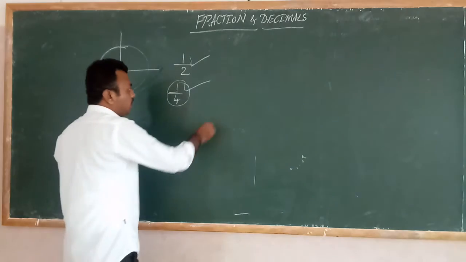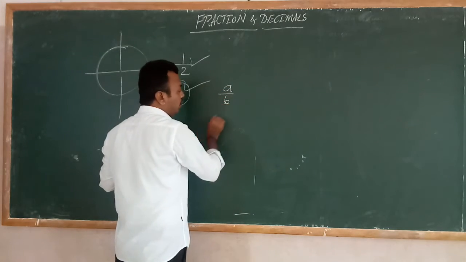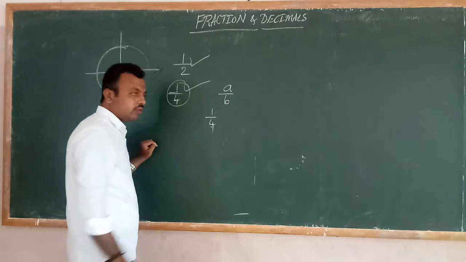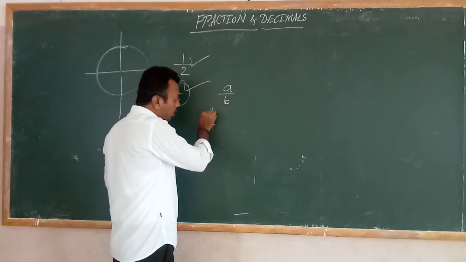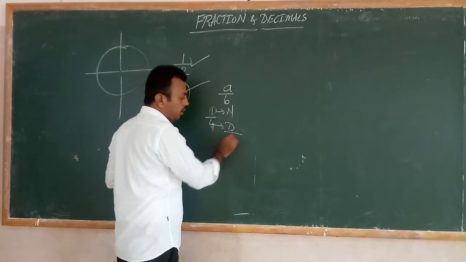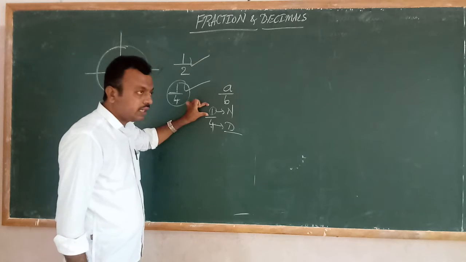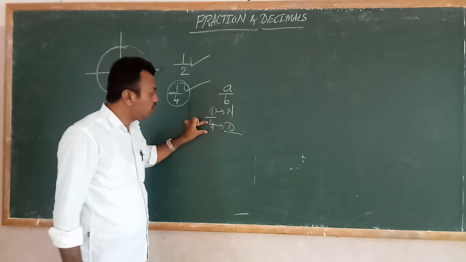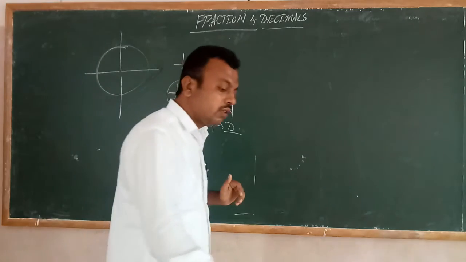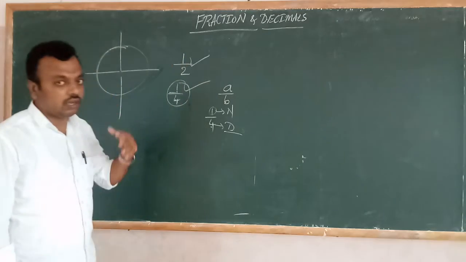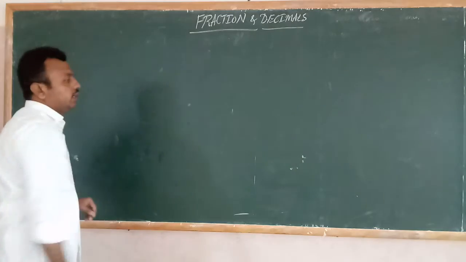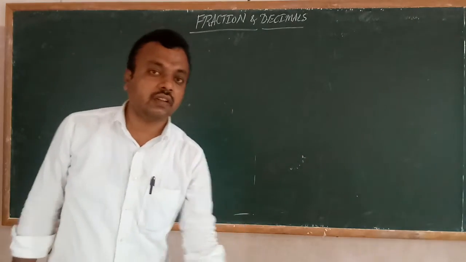In fractions, for example, a by b is there, or we can take any specific fraction. 1 by 4 only, we take this example. See, the upside number is called the numerator and the downside number is called the denominator. Okay, students? You have to keep it in mind. Now in these fractions, we have to learn the types of fractions. We already learned it in last year's classes. What are the types of fractions, students? Yes, proper fractions, improper fractions and mixed fractions.